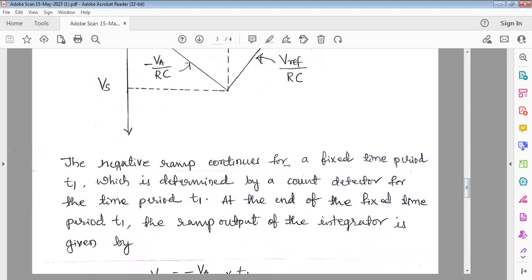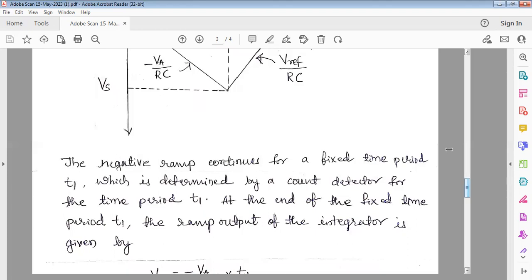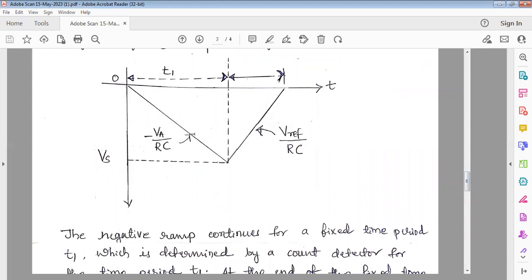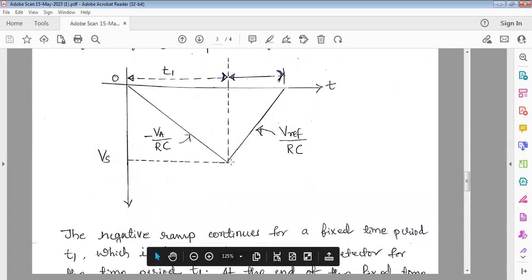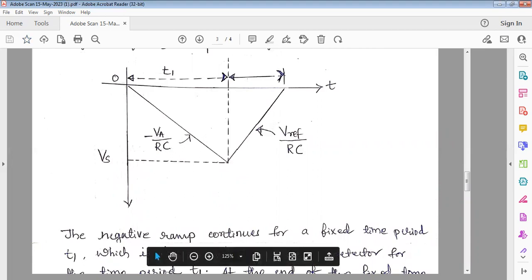The negative ramp continues for a fixed time period T1, which is determined by a count detector for the period T1. You can see here, this is the negative ramp, and this negative ramp continues for a fixed time period T1. This time period T1 is fixed, and up to the end of this time T1, the ramp will be increasing. It increases in the negative direction, because even though your input voltage is positive, it is given to the negative terminal, the inverting terminal of the op amp, and hence the output increases in the negative direction.